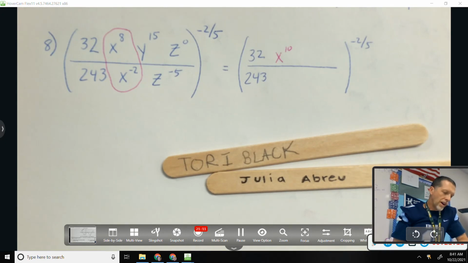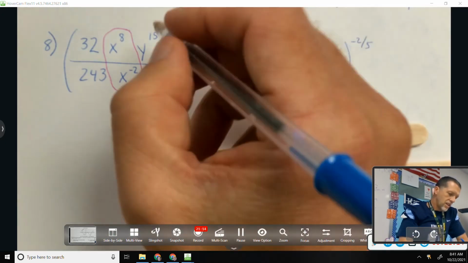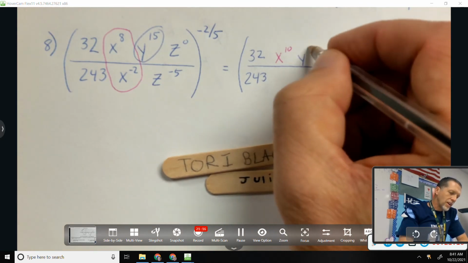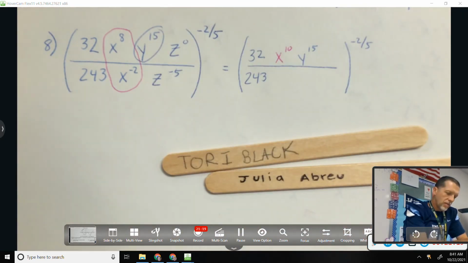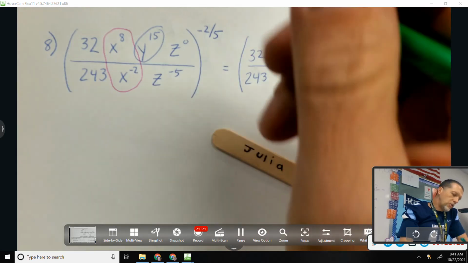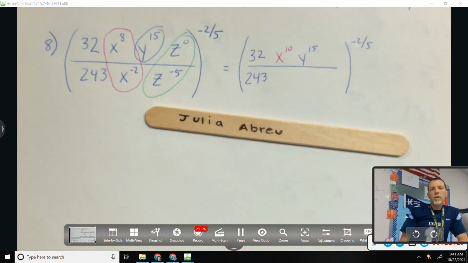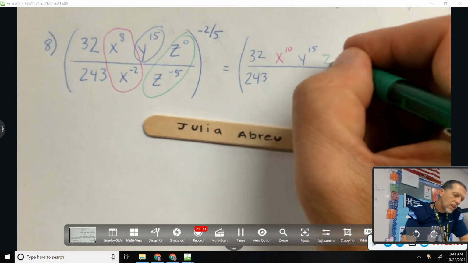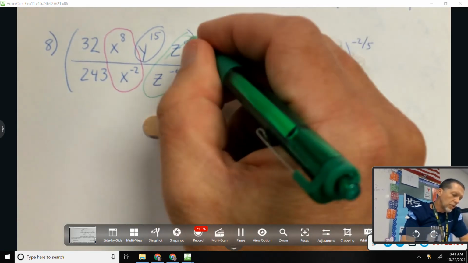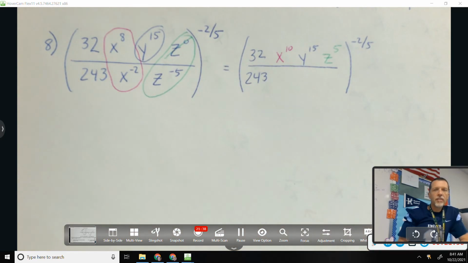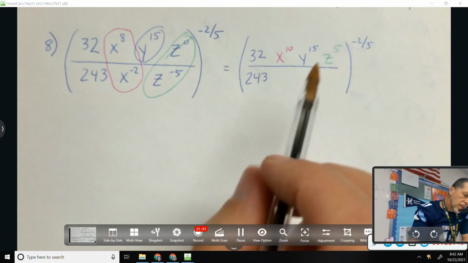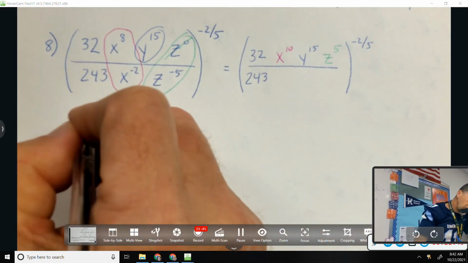Tori, how about the Y's? They just stay the same. Yeah, that's the easy one. There's just Y to the 15th in the top. Julia, how about the Z's? How many do I have, and where are they? Good. Z to the 5th in the top, because Z to the 0 is just 1. And then that negative 5 flips to the top. So 32 to the negative 2/5.